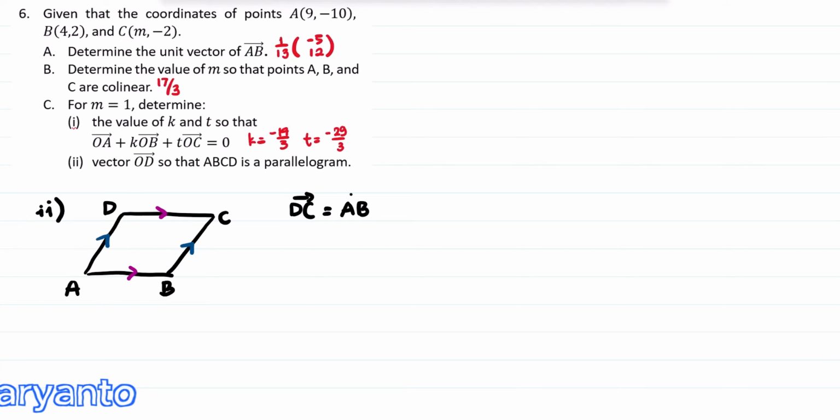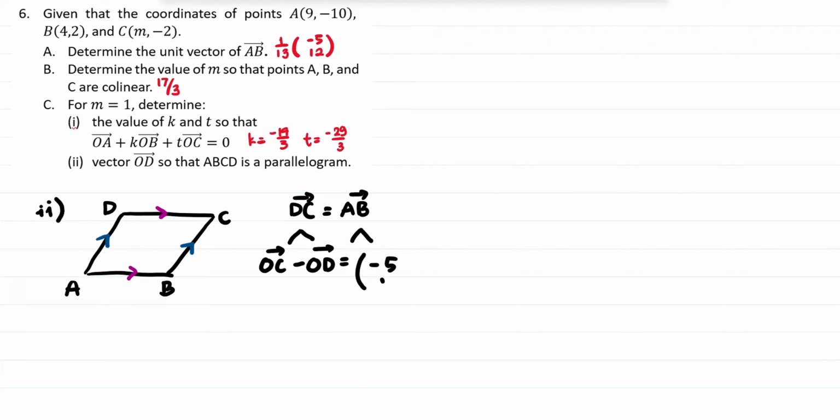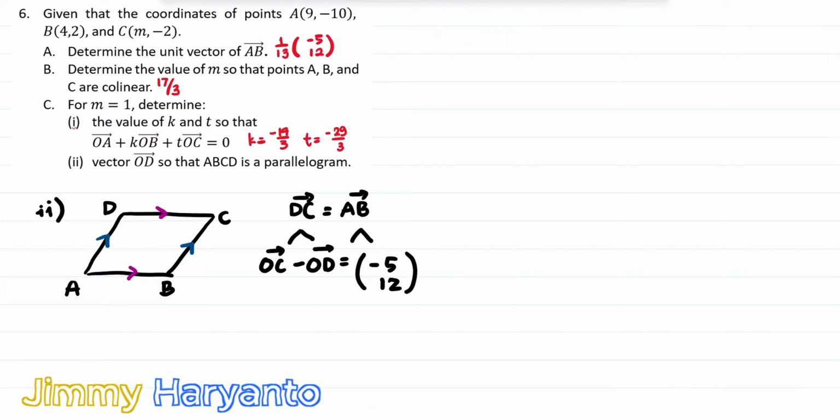So you only have to write it as DC equals AB. Then let's break down DC and AB. We have OC minus OD equals AB. Do we have AB? Yeah, we already have AB from before. Let's use that answer, negative 5 and 12.